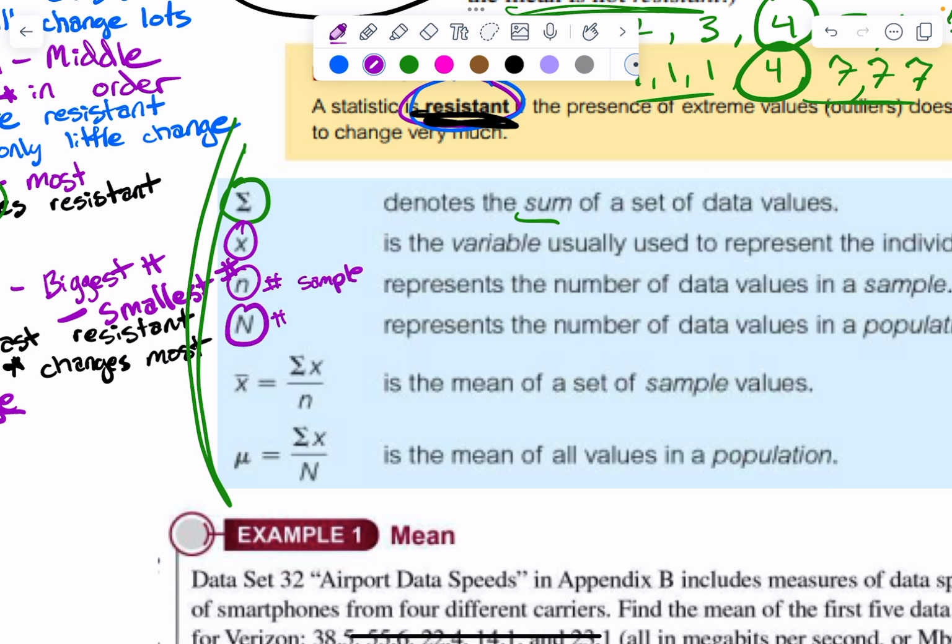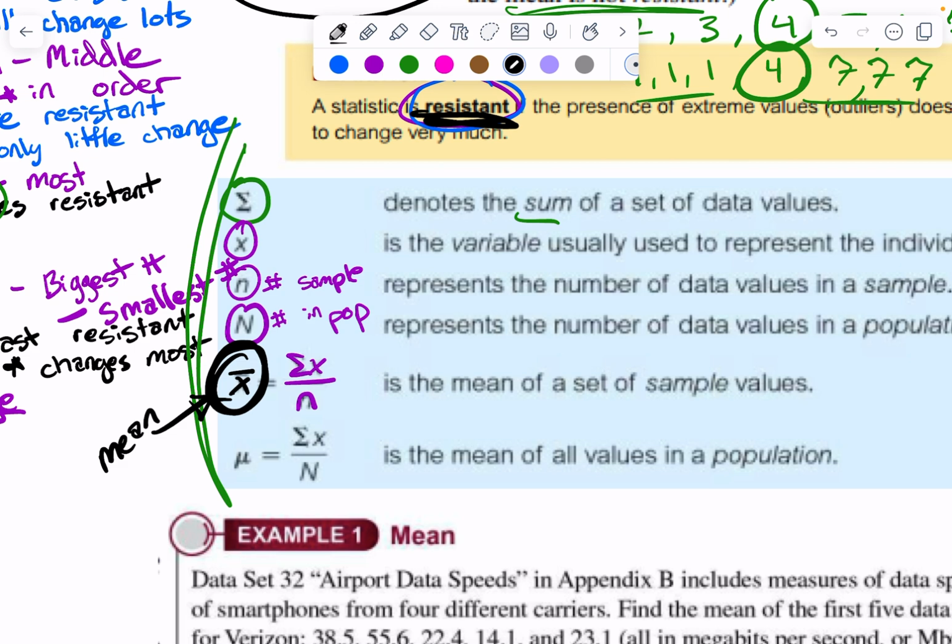Capital N is the number in your population. That's what capital N is, okay? So this sum of all of the x's divided by n, how many people were in your sample, we call that x bar. And that is another way of saying the mean. So we have just found the first variable substitute or symbol that we will use for mean. X bar is what we use to refer to mean, okay?